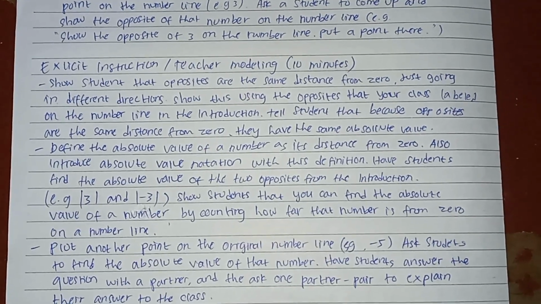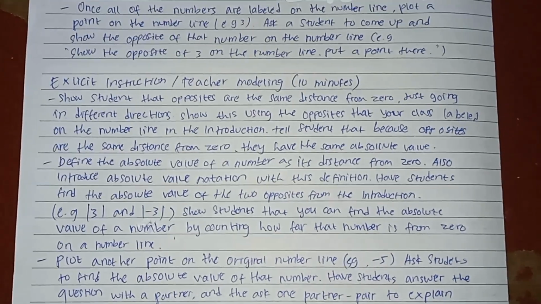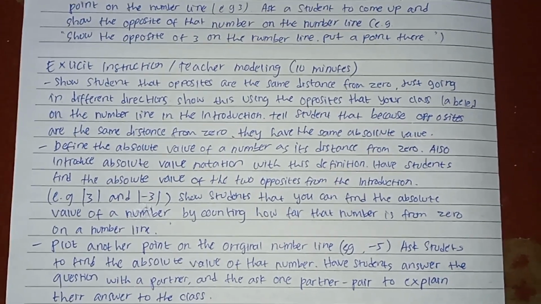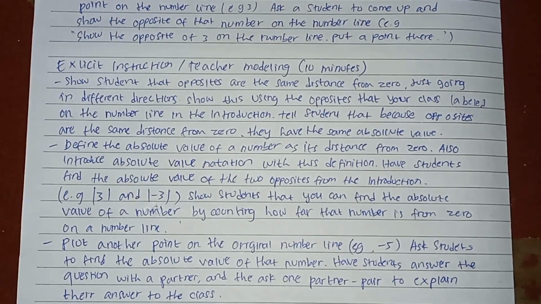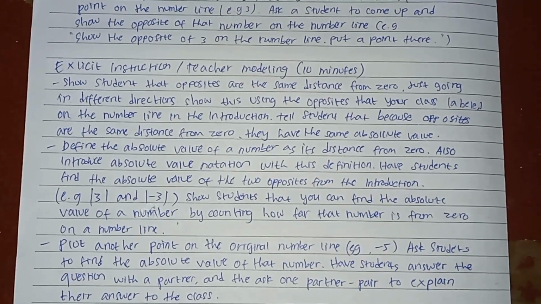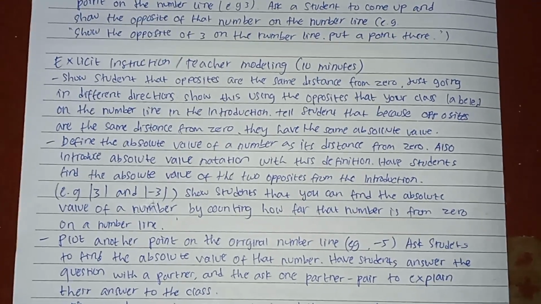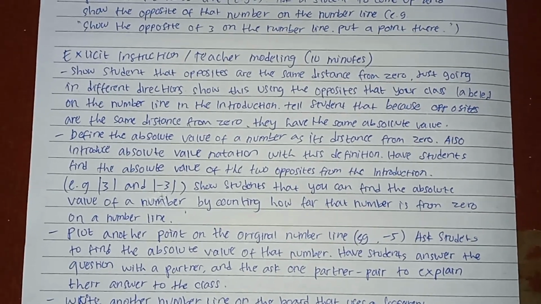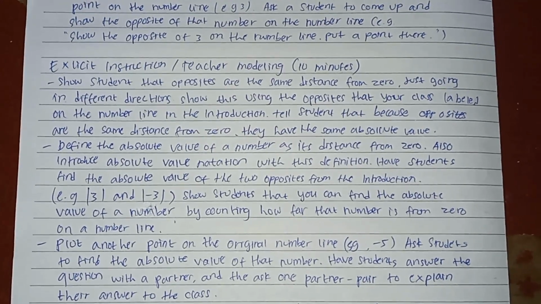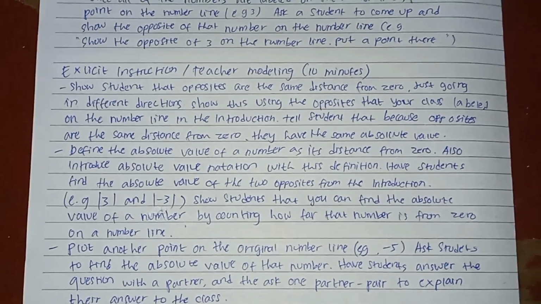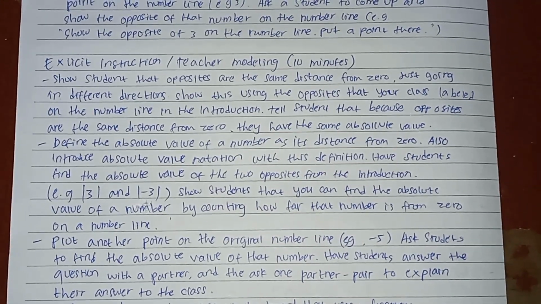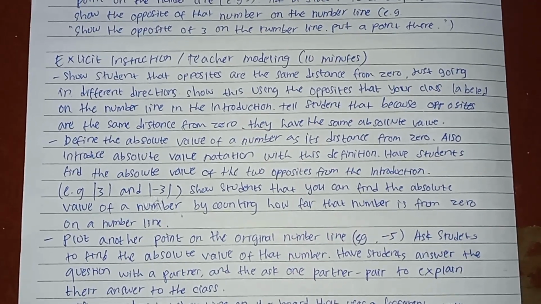Explicit instruction and modeling, 10 minutes. Show students that opposites are the same distance from zero, just going in different directions. Show this using the opposites that your class labeled on the number line in the introduction. Tell students that because opposites are the same distance from zero, they have the same absolute value.